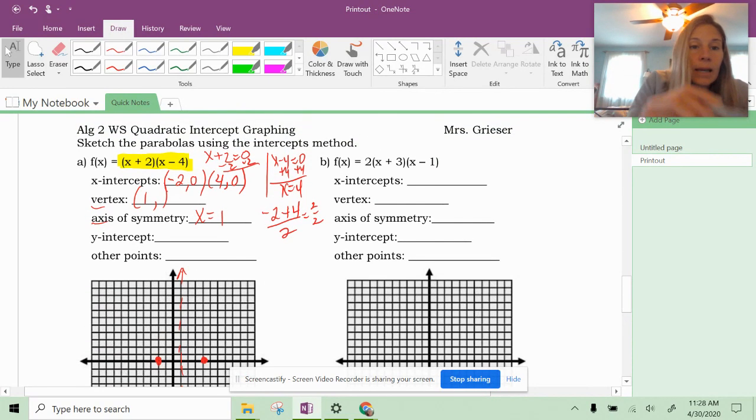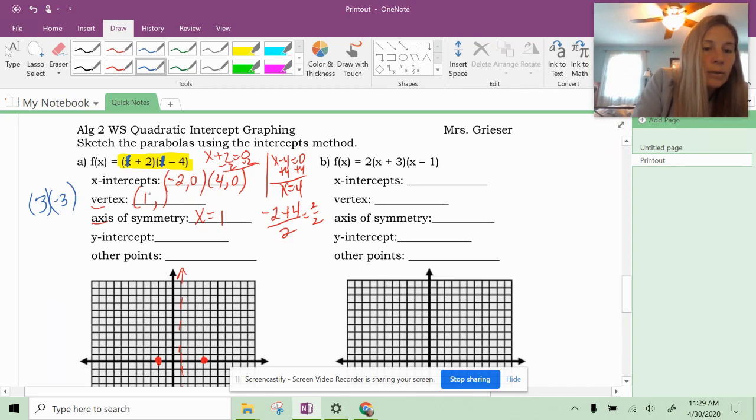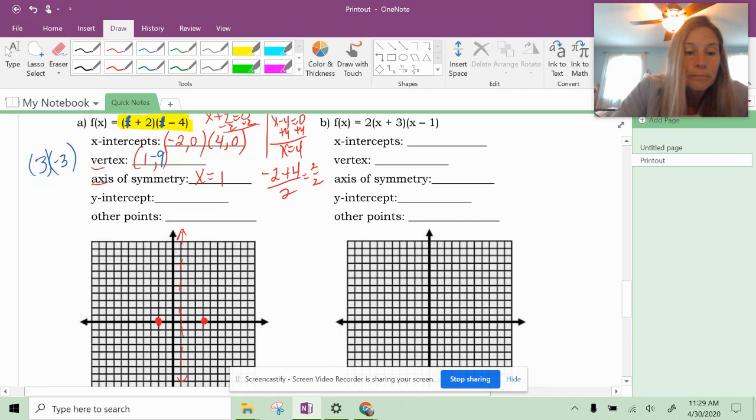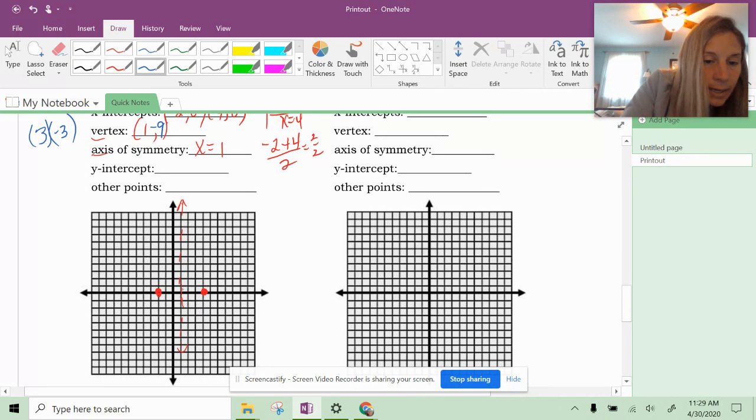And then to get the second half, we're going to put in that 1 for both of these x's. So I put a 1 here and I put a 1 here. 1 plus 2 is 3. And 1 minus 4 is -3. When I multiply those, I get -9. So that tells me my vertex is 1, -9. So if I go over to 1 and down, 1, 2, 3, 4, 5, 6, 7, 8, 9, it's right here.